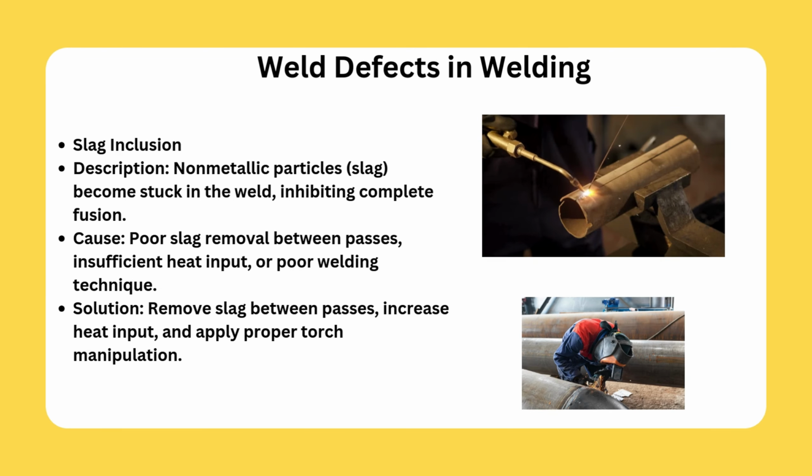Slag inclusion. Description: non-metallic particles, slag, become stuck in the weld, inhibiting complete fusion. Cause: poor slag removal between passes, insufficient heat input, or poor welding technique. Solution: remove slag between passes, increase heat input, and apply proper torch manipulation.